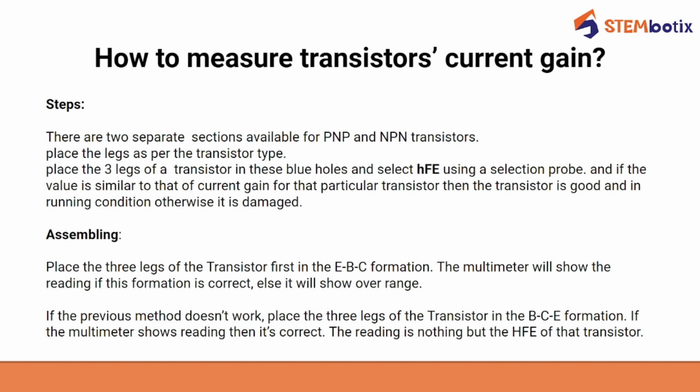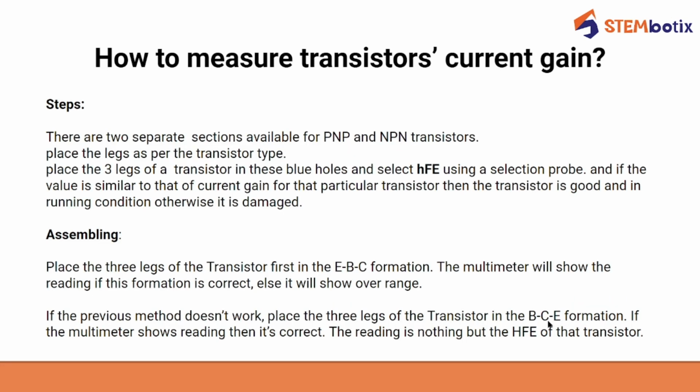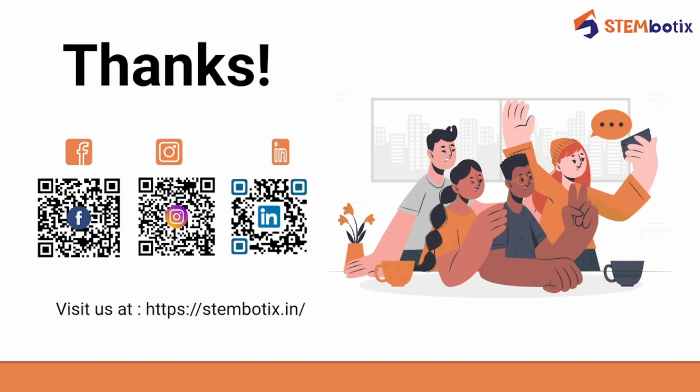If the previous method doesn't work, place the three legs of the transistor in the BCE formation. First we put them in E, B, and C formation. Now, if you are not getting any result, then change your formation to B, C, and E. Connect first B, then C, and then E in this form, and then check your result. If you are not getting a result in EBC form, then go for the B, C, and E formation.